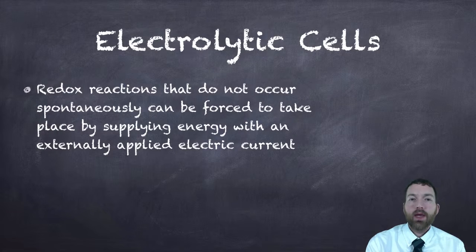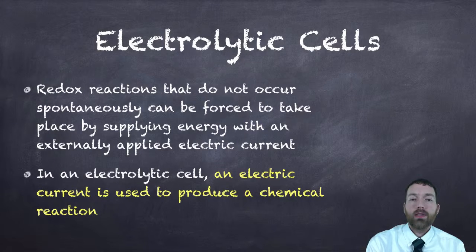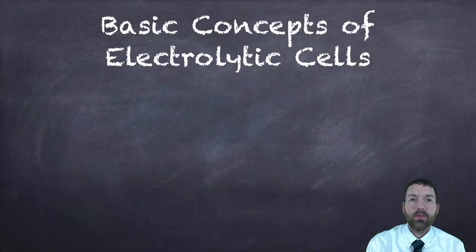If you have a redox reaction that does not occur spontaneously, you can actually force it to take place by supplying energy with an externally applied electric current. So in an electrolytic cell, we use an electric current to produce a chemical reaction. That's one of the big differences between the two types of cells. Electrochemical cells use a chemical reaction to produce electricity. Electrolytic cells use electricity to produce a chemical reaction.